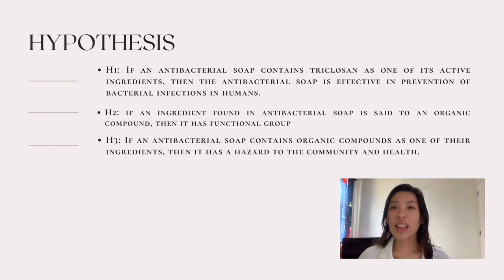Hypothesis. This case study has three hypotheses. First, if an antibacterial soap contains triclosan as one of its active ingredients, then the antibacterial soap is effective in the prevention of bacterial infections in humans. Second, if an ingredient found in antibacterial soap is said to be an organic compound, then it has a functional group. Third, if an antibacterial soap contains organic compounds as one of their ingredients, then it has a hazard to the community and health.